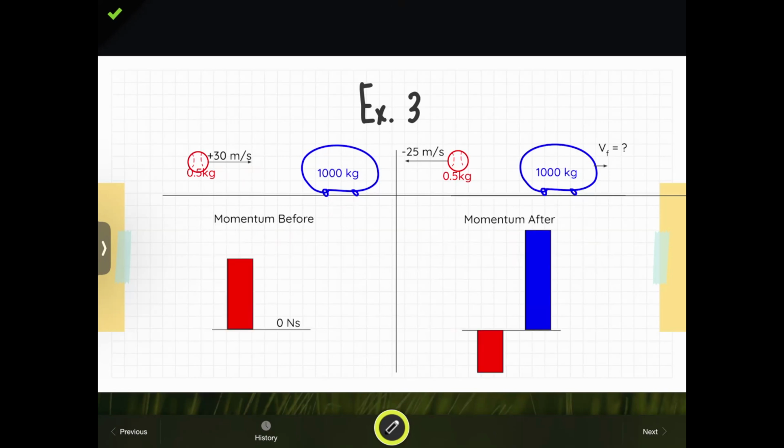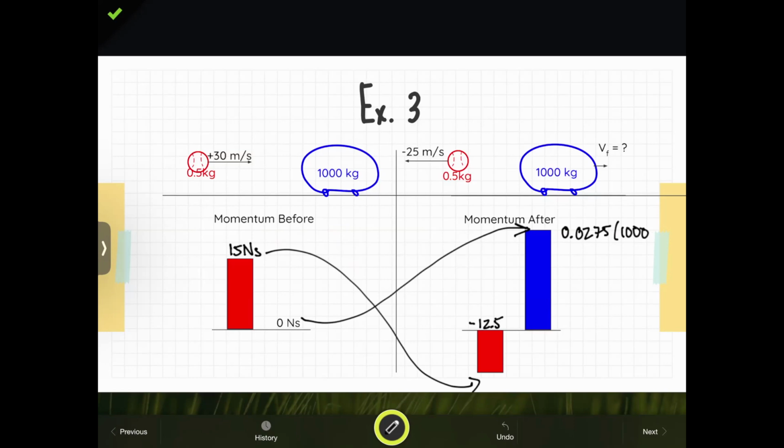One object lost momentum. That was the red object. It went from 15 Newton seconds to negative 12.5. It lost momentum. As a result, blue had to gain momentum. It started at zero, and now it's moving at 0.0275 times 1,000. One gained momentum, one lost momentum, so the total stays the same. That's conservation of momentum. Good luck, everyone.